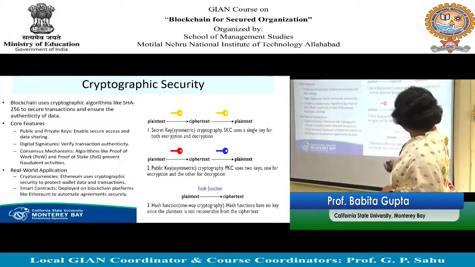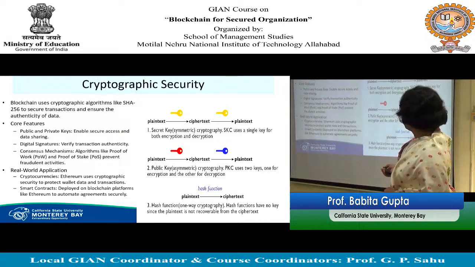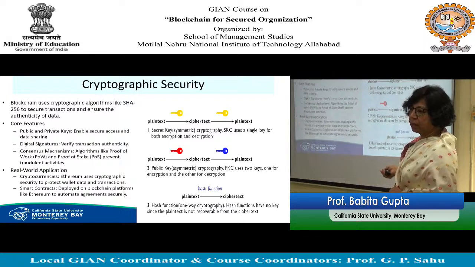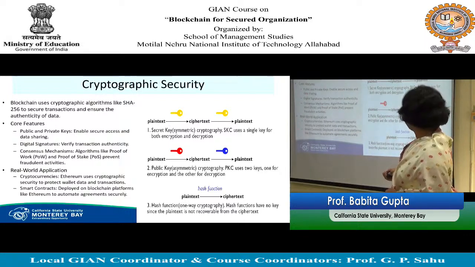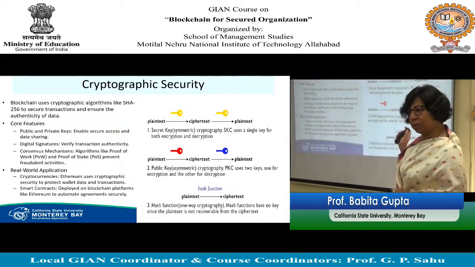So blockchain uses, I think we already know, SHA 256, public and private keys, digital signatures, and consensus mechanism. So we know what each of those three functions is in the overall working of a blockchain. And of course, we know that they are being used in cryptocurrencies, smart contracts, and so on. Do we need to go through this? Okay, thank you.